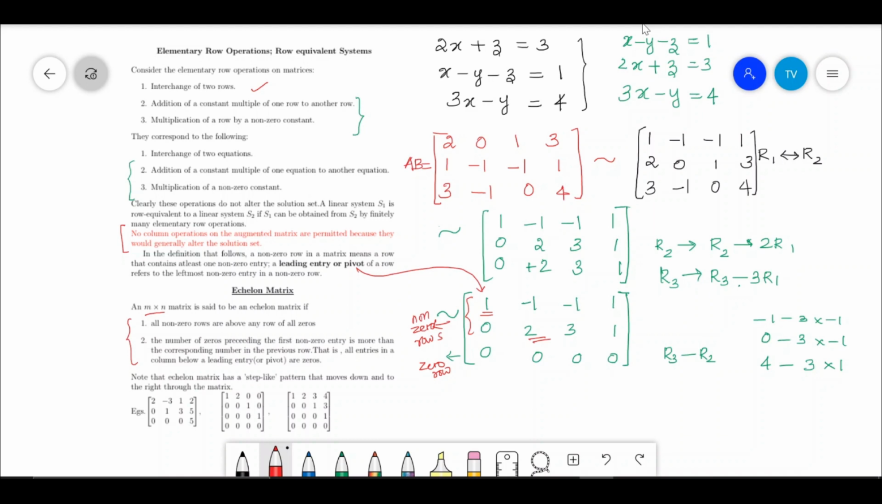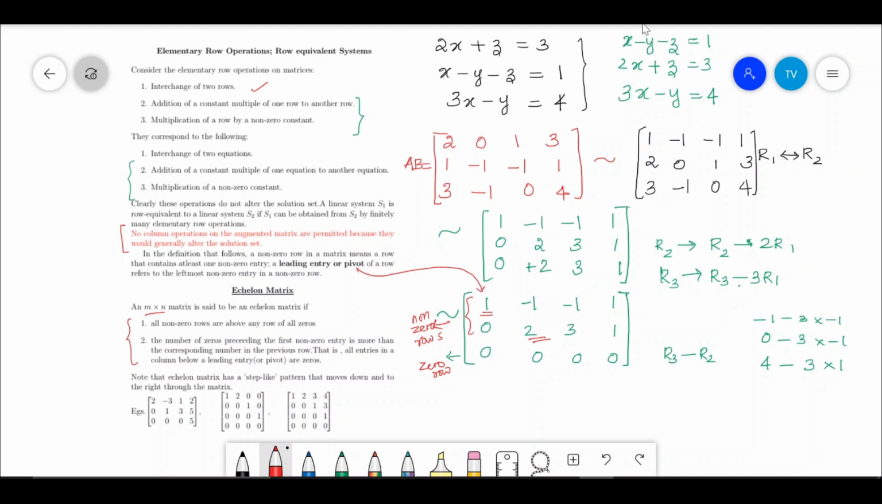So please note that before the first non-zero entry of the first row, there are no zeros. Before the first non-zero entry of the second row, there should be at least one zero. And before the first non-zero entry of the third row, there should be at least two zeros. Because there is one zero before 2 here, there should be at least two zeros before the first non-zero entry. If at all there is a non-zero entry in the third row, it should have at least two zeros preceding it. So with respect to that definition, what we have obtained here is an echelon matrix.